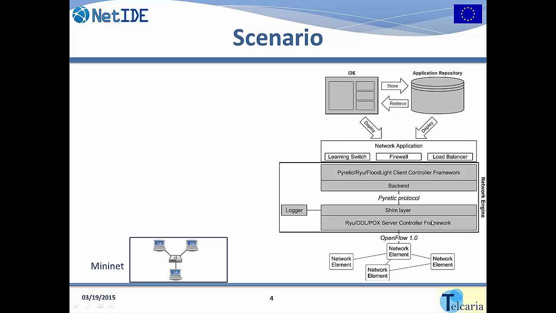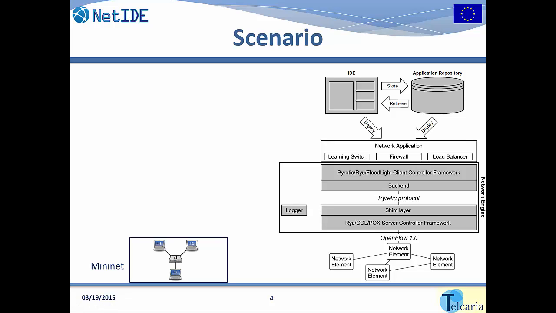Both controller frameworks can communicate via some protocol. In this case, we are using the Pyretic protocol, which is a TCP connection. At the same time, the SHIM layer and the backend let the different controller frameworks do this operation. And the SHIM layer has some logger or some other tools installed there. Finally, this engine connects to the topology. In this case, this is a single switch topology.